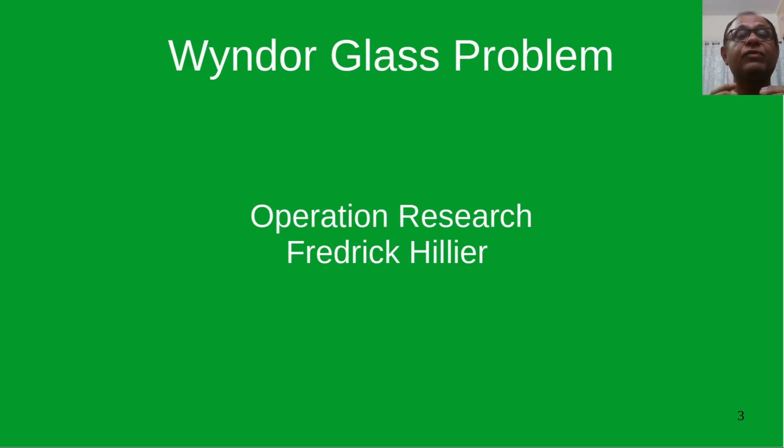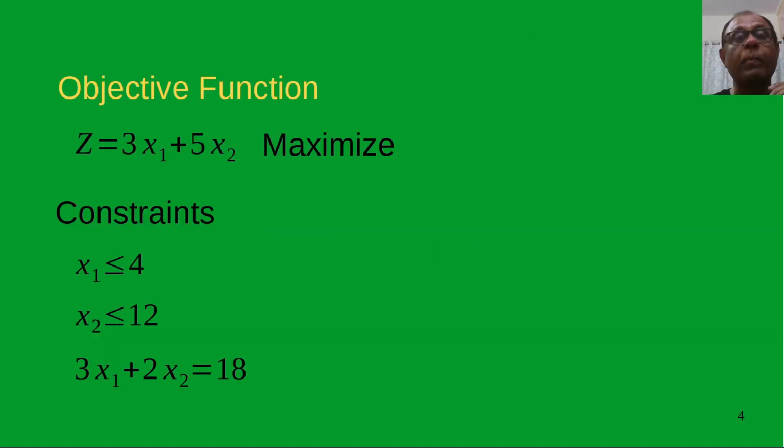I have made this video because a lot of my viewers made a comment asking why don't you make a video on the big M method? So here we are. The objective function is 3x1 plus 5x2. We have to maximize it. The constraints are x1 less than or equal to 4, x2 less than or equal to 12, and 3x1 plus 2x2 equal to 18. So because we have equal to 18, we will have to use the big M method.